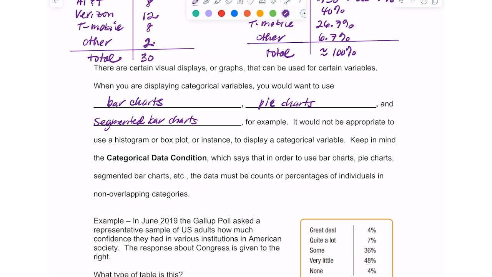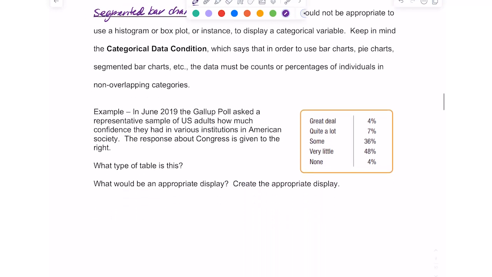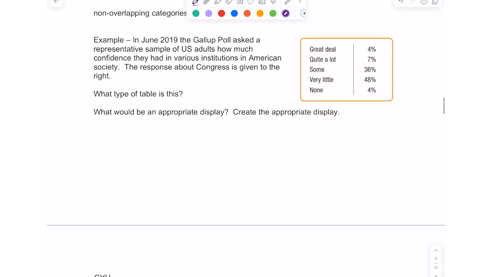We want to keep in mind something called the categorical data condition. And it just says in order to use those charts, like bar charts, pie charts, segmented bar charts, the data has to be counts or percentages of individuals in non-overlapping categories. Okay, let's take a look at an example.